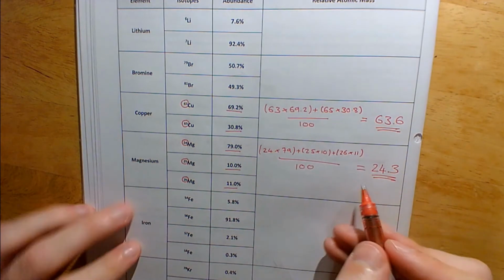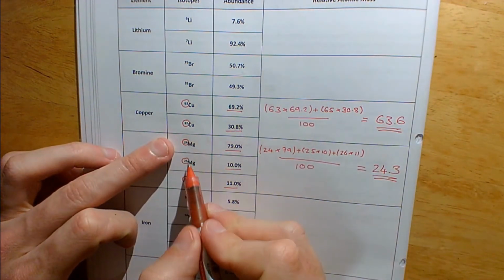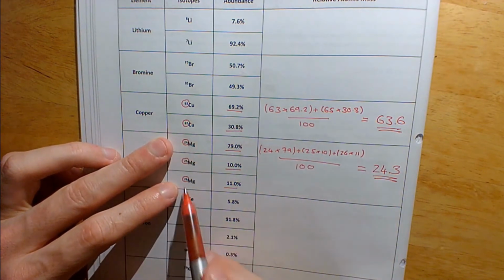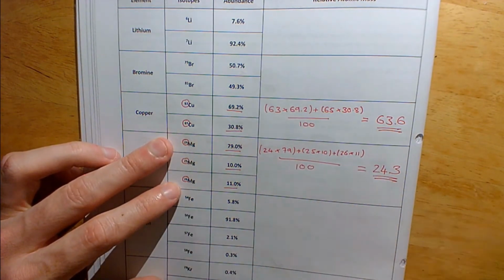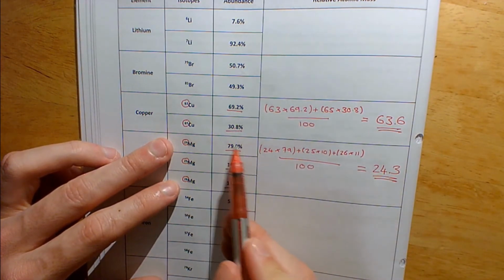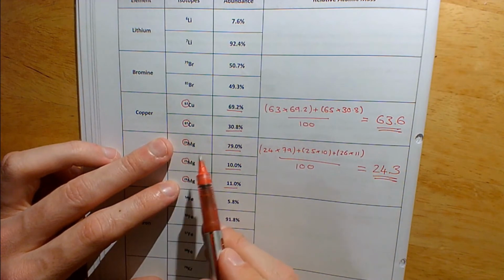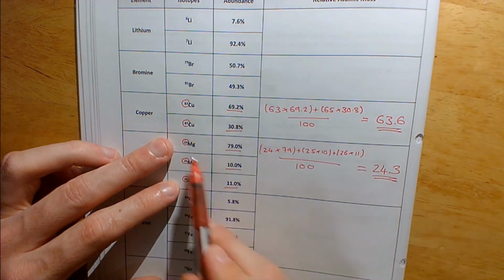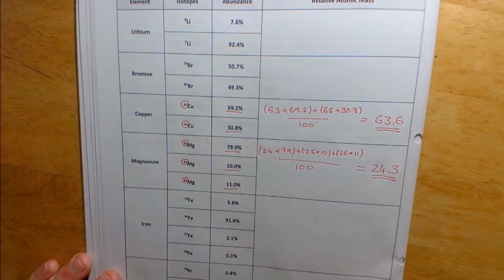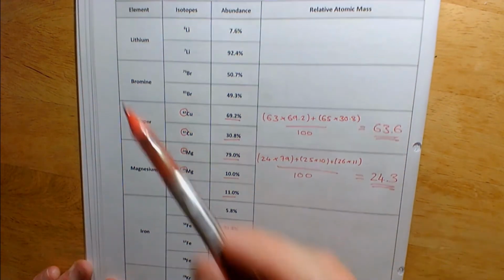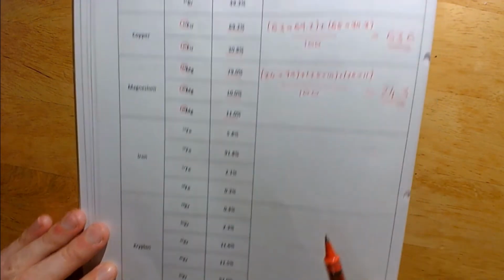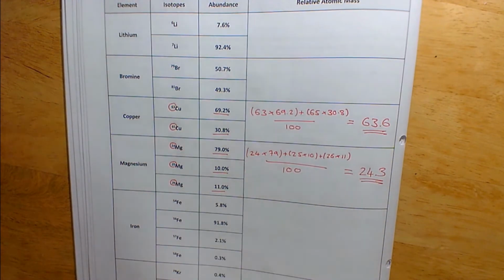And again, I'm looking at the masses of my isotopes. I've got 24, 25, 26, so it can't be lower than 24 and it can't be higher than 26, so 24.3 seems reasonable. And also look at the abundance. 80% of it is magnesium 24, so it makes sense that my answer is closest to 24. So I want you to have a go at the remaining questions. We've got lithium and bromine, iron and krypton, and that should take you no longer than 10 minutes.